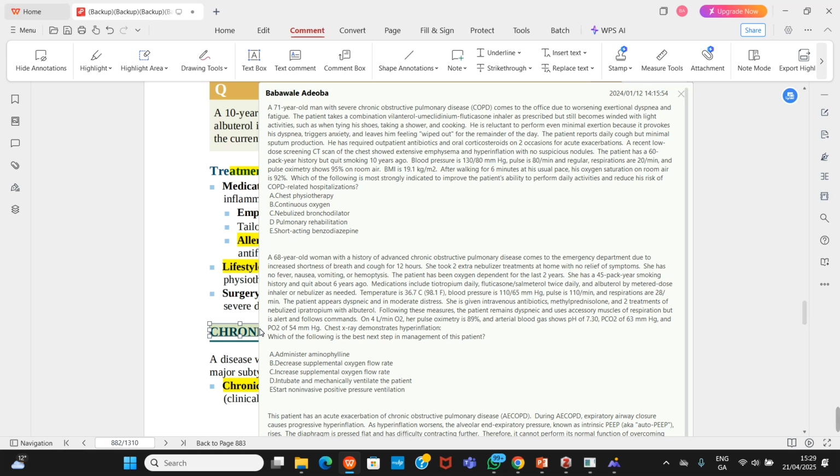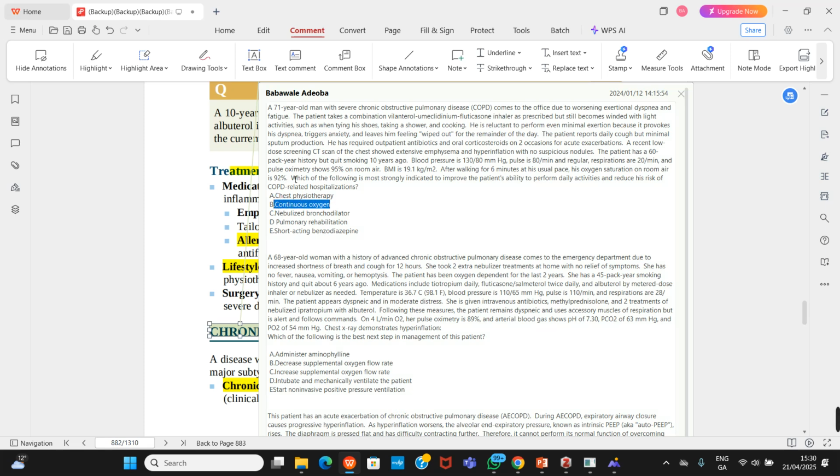Pulmonary rehabilitation. So why are we not giving this guy continuous oxygen? His SpO2 is 92%. So we cannot consider long-term oxygen. That's what we have to consider. It's not that we just jump in and say oxygen, just go and pick oxygen. We have to be careful.